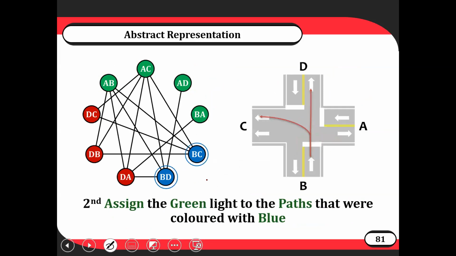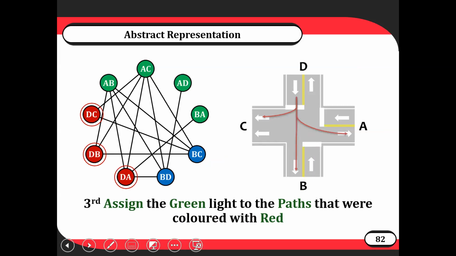The second step, we assign a green light to the blue color. Again, this color is separate from the color of the traffic lights. So we go from BC and BD, and those are not in conflict, so we can green light both of those at the same time. And then we can green light all the red paths. All the red paths come from D, and none of those are in conflict either.